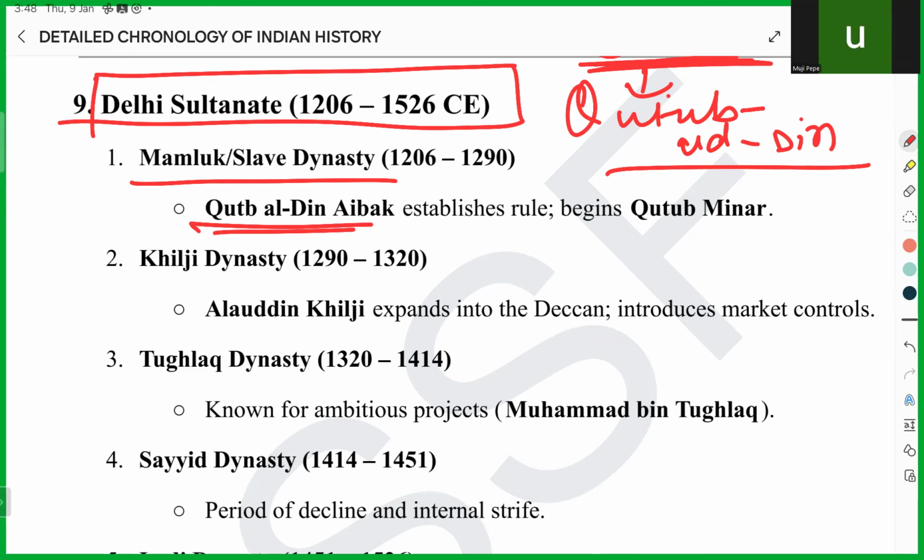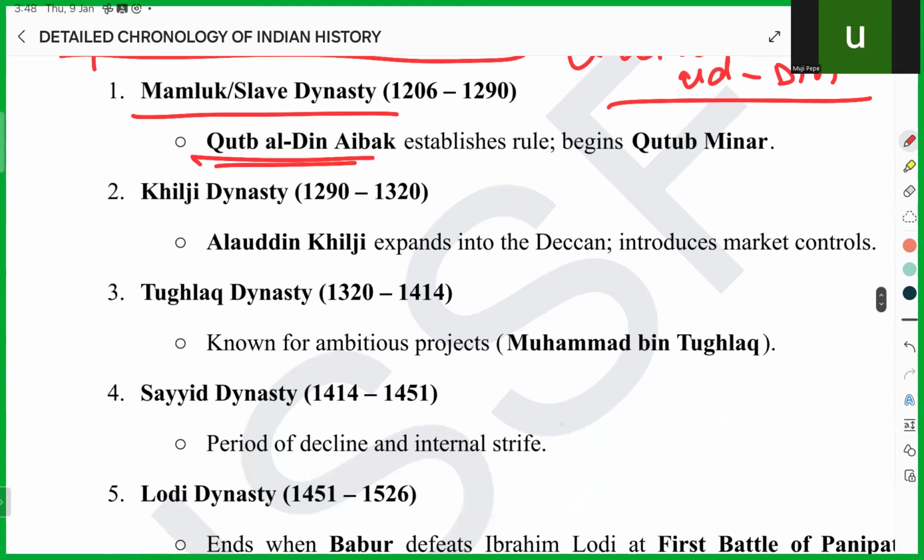Because Qutubuddin Aibak died playing, what was he playing? Chess? Was playing Chogan. He was playing Chogan. What was that? It was a form of polo. And he was not able to control his horse and he skidded and died. He fell from his horse and he died.